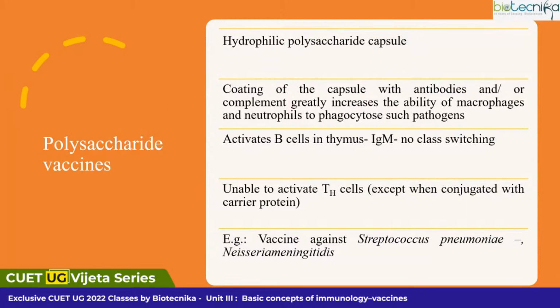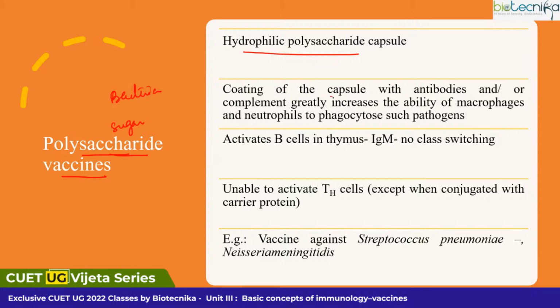Okay, next is the polysaccharide type of vaccines. Polysaccharide vaccines are those where the polysaccharide capsules of the bacteria are used as the antigen. Only the capsule, or the sugar molecule, you can say. Because polysaccharides are sugars, only the sugars are used here as an antigen. Here basically hydrophilic polysaccharide capsules of various pathogens are used, like Streptococcus and Neisseria meningitidis.